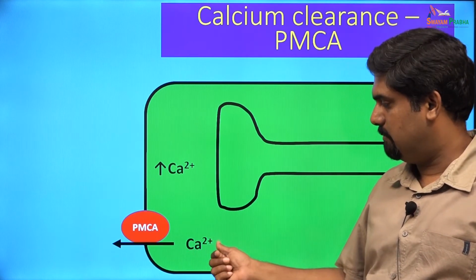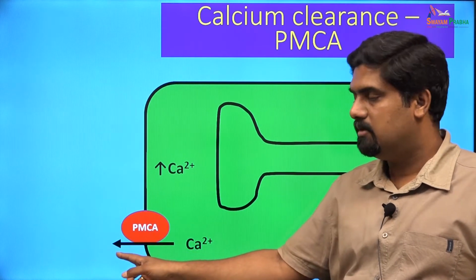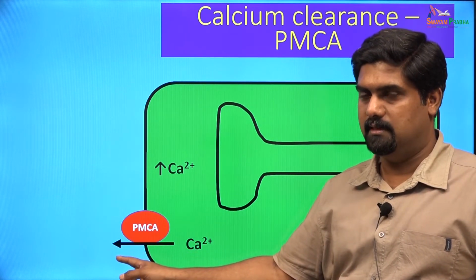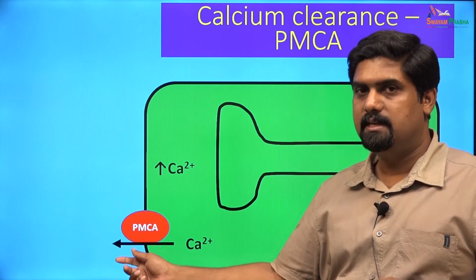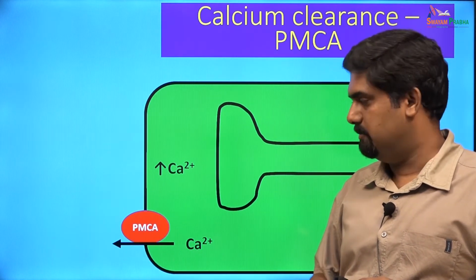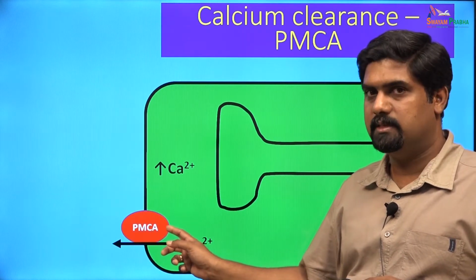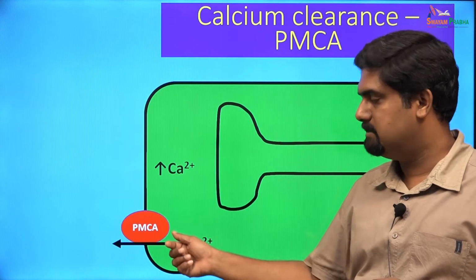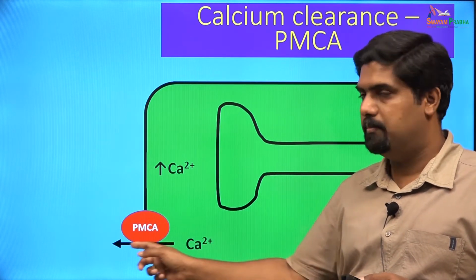Again, it is pumping from an area of low concentration, which is the inside of the cell, to an area of high concentration, which is the outside of the cell. Since it is pumping against a concentration gradient, it needs to use ATP. This is the plasma membrane calcium ATPase, so it has ATPase activity which hydrolyzes ATP and utilizes that energy for pumping calcium uphill.